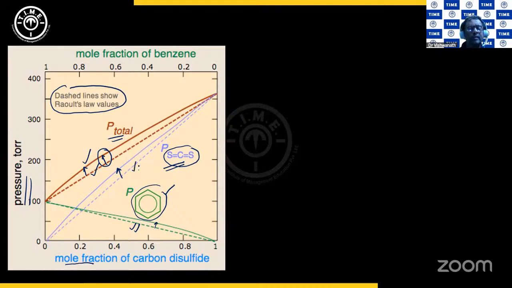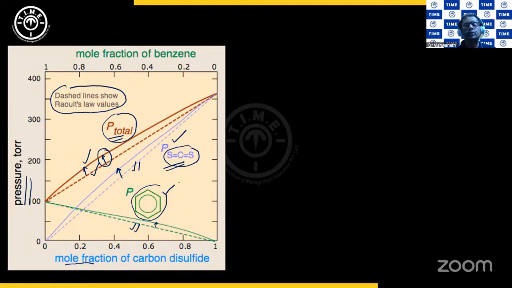And carbon disulfide is also going to rise. And together, P total is nothing but the sum of the partial pressures. So as the partial pressures rise, the P also rises. So there is a positive deviation from Raoult's law. I hope this is clear.